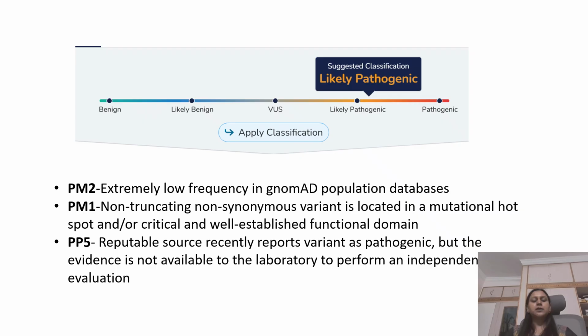So based on this, we looked at the population database, that is the gnomAD population database, and we found that it was extremely low in frequency. The mutation was a non-truncating, non-synonymous variant located in a mutational hotspot, which was a critical and well-established functional domain. A reputable source had recently reported the variant as pathogenic. So reclassification showed that the variant was likely pathogenic.